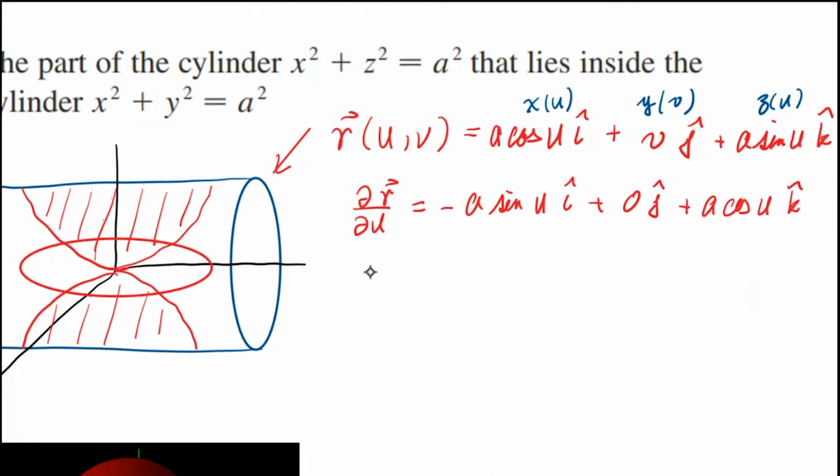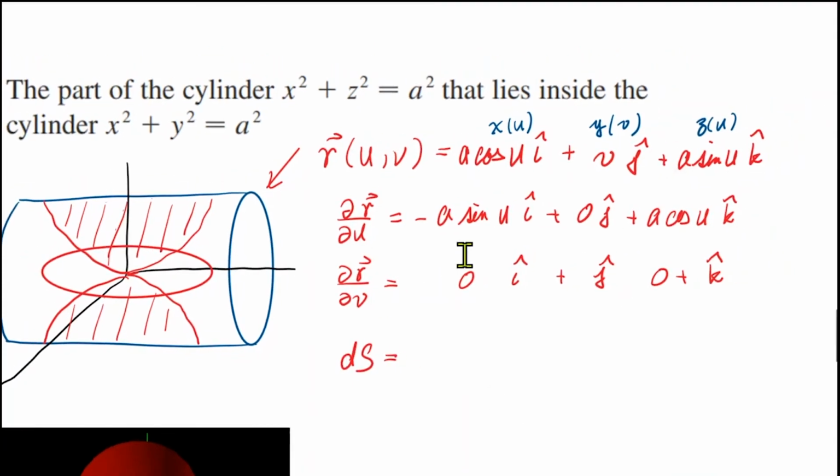So far so good. And then we will take a derivative of this thing with respect to b. Then you will have 0 i vector plus 1 j vector plus 0 k vector. Good. So our dS is a cross product of these two.